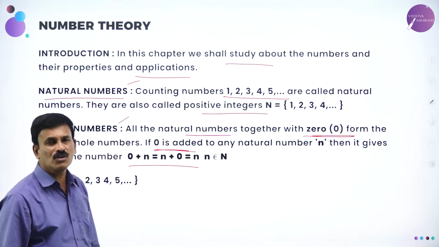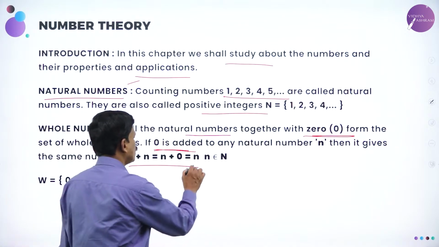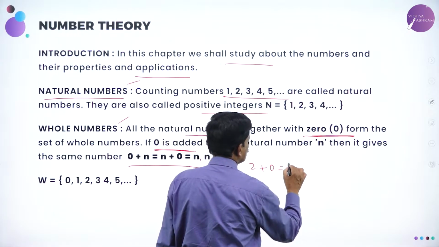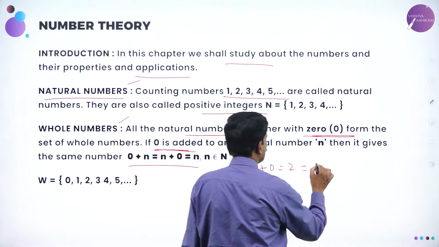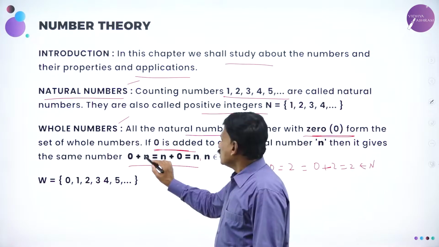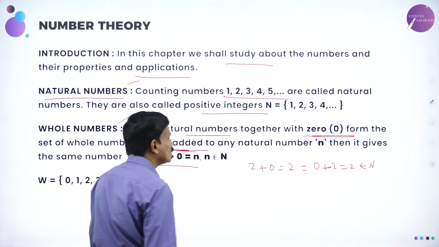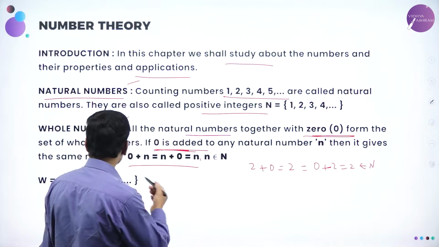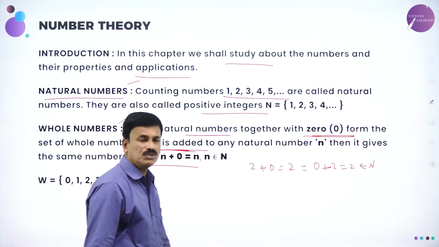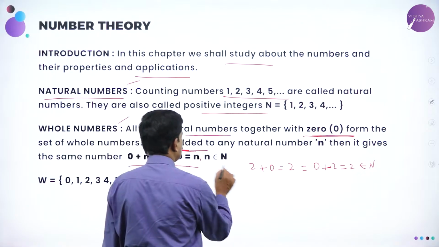0 plus n is equal to n, or n plus 0 is also equal to n, for all n belongs to N. Let us consider for example 2. 2 plus 0 is equal to 2. This is also equal to 0 plus 2, that is equal to 2, which belongs to N. Suppose if 0 is added to any natural number n, then it will give the same number. That is 0 plus n is equal to n plus 0 is equal to n, for all n belongs to N.